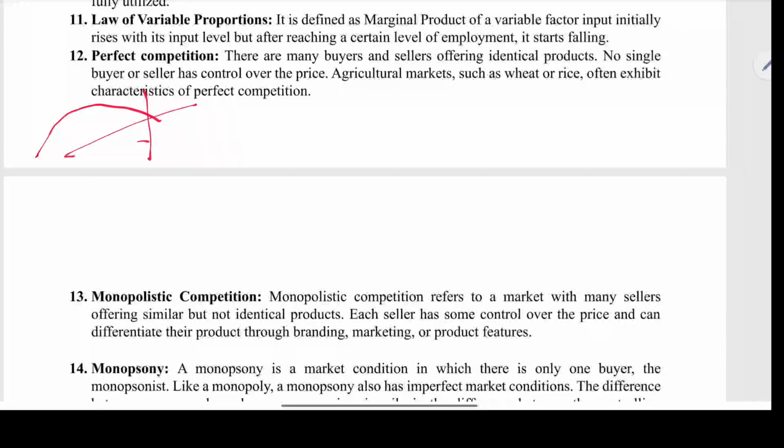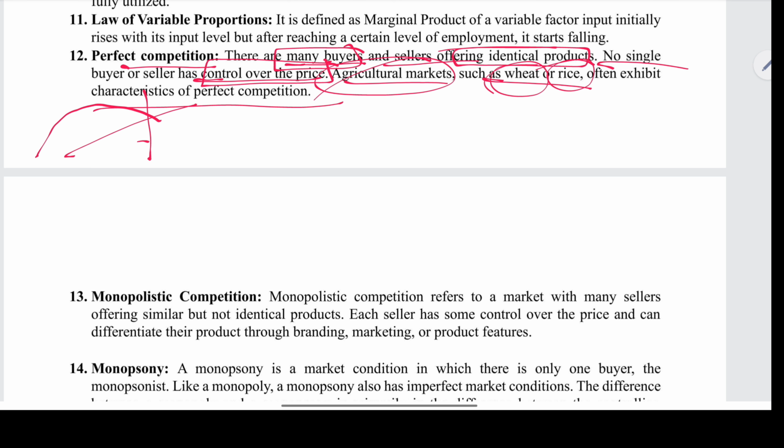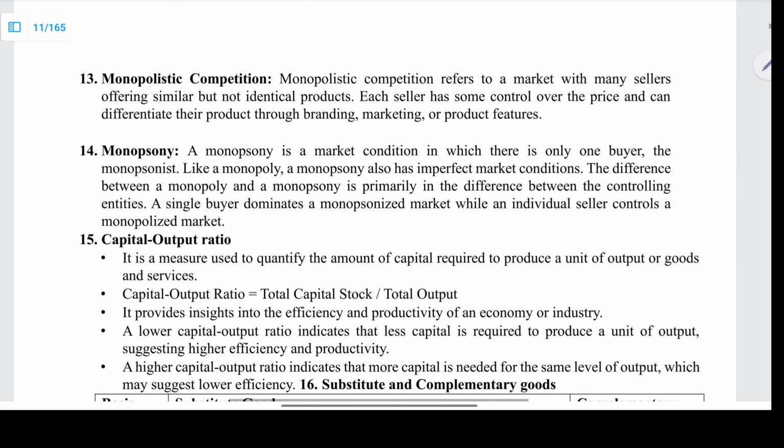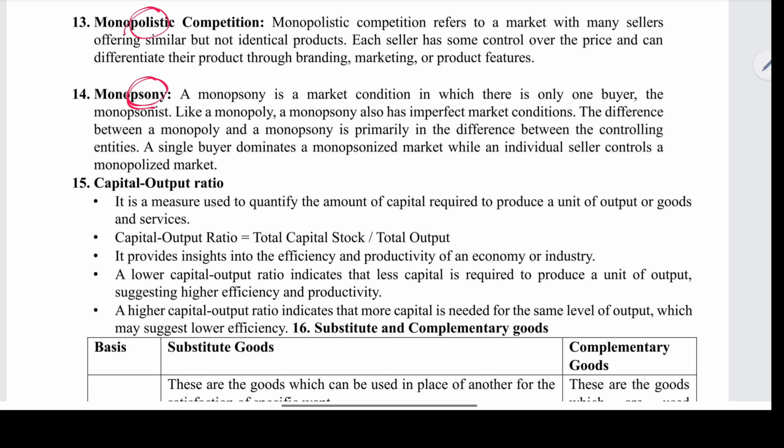What is a perfect competition? There are many buyers and sellers offering identical products, right? No single buyer or seller has control over the price. Agriculture markets, where rice and wheat are sold, exhibit the characteristics of perfect competition. Monopoly and monopsony. Monopoly is one seller. Monopsony is one buyer. You can imagine the buyer name as Sony. So who is the buyer? Monopsony. Only one buyer is available.